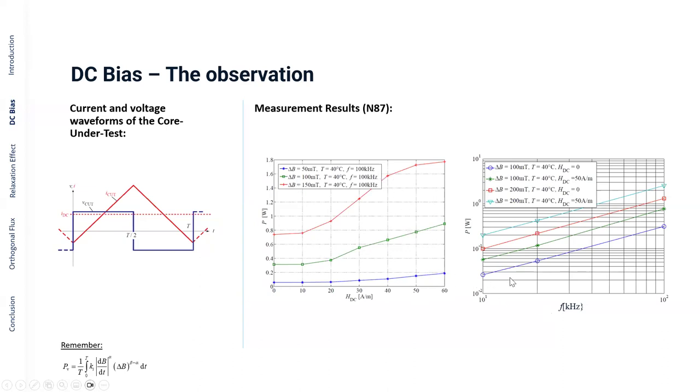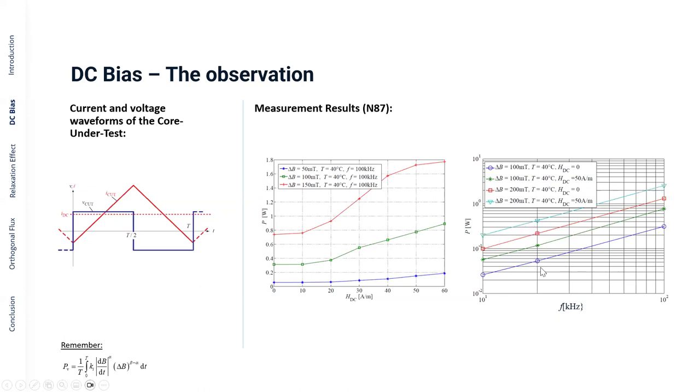Now, another analysis has been done where we change the frequency. We have here 3 operating points. The blue one is without a DC magnetization. The green one is with a DC magnetization. The same for here, red, no DC magnetization. And this turquoise is with a DC magnetization.